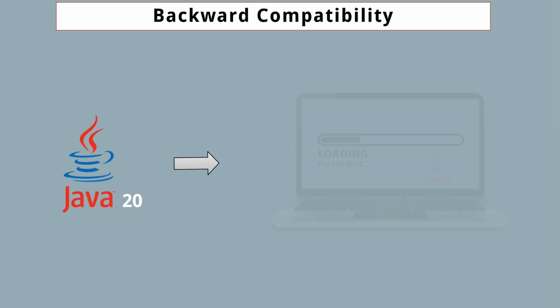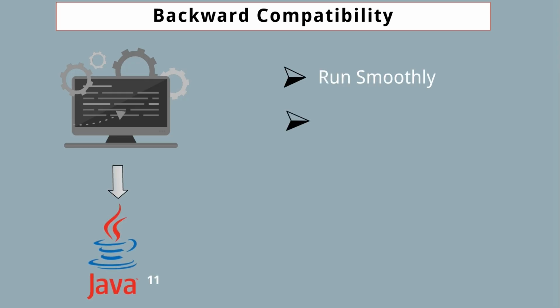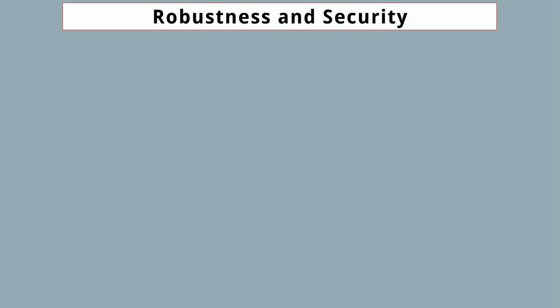Then Java has another valuable feature called backward compatibility. This means that newer versions of Java are made to work seamlessly with older versions. Applications built using older versions of Java can still run smoothly without needing significant changes when upgrading to newer versions of Java.